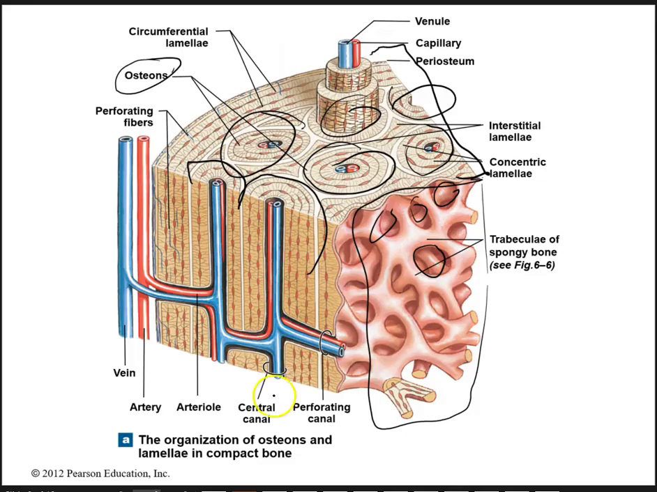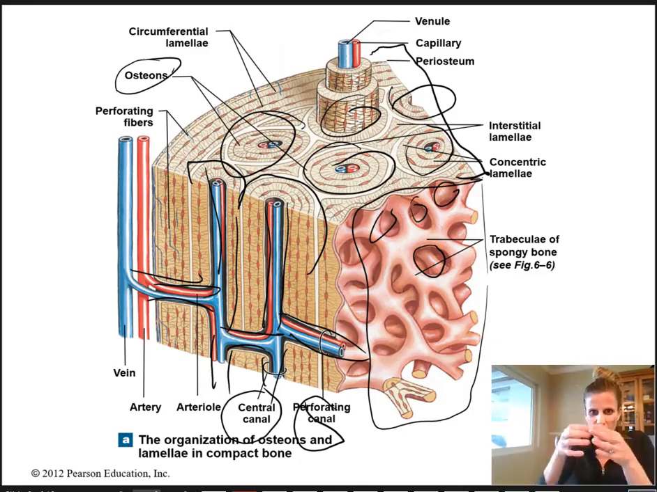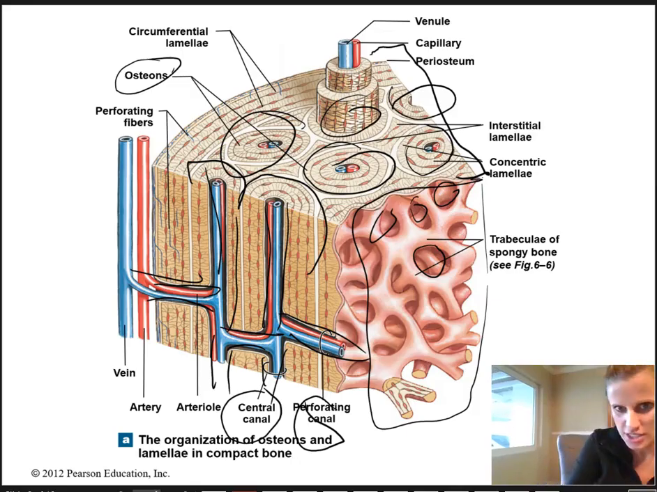Each osteon has a central canal bringing blood vessels up the middle, and then perforating canals that go perpendicular to that. So you can see this is how the blood vessels get all throughout the bone tissue. And then radiating out from that central canal, we just have our layers, right? We'll have dense bone matrix and then cells, dense bone matrix and then cells, dense bone matrix and then cells. And that gives us the osteon.